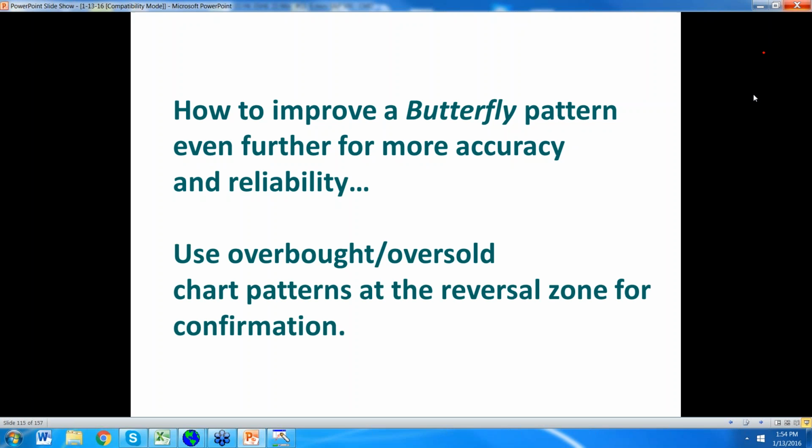And how do we do this? We will use an overbought, oversold chart pattern, or several chart patterns that show overbought, oversold at the reversal zone for confirmation. Now, what is an overbought, oversold pattern? Okay, that's different than the overbought, oversold zone that I talked about earlier. That was a zone, but we're talking about patterns coming into that zone that show overbought, oversold. What does that look like?